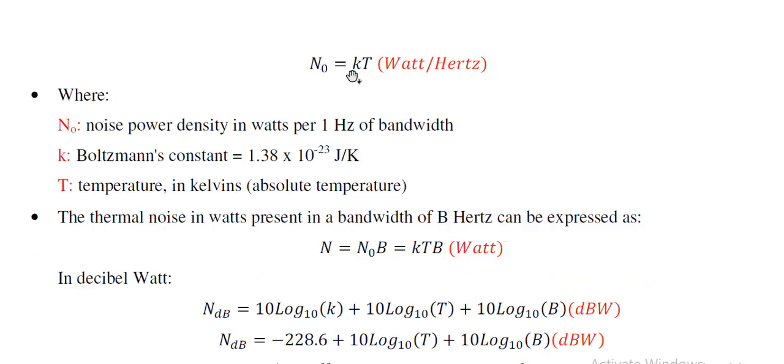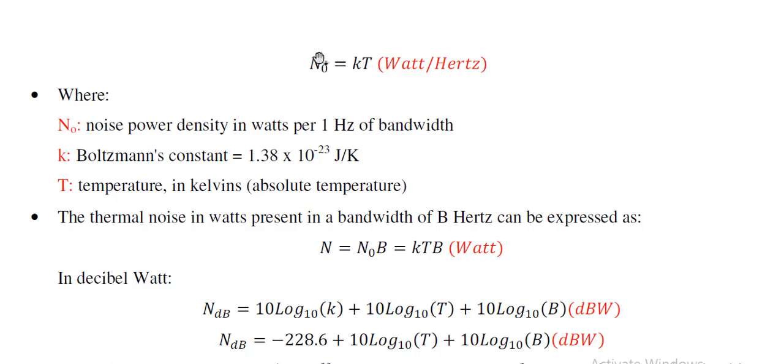N0 is the noise, equal to K multiplied by T, where K is a very known factor, for every 1 hertz. And T is the temperature, but in Kelvin. We have to have the temperature in Kelvin.